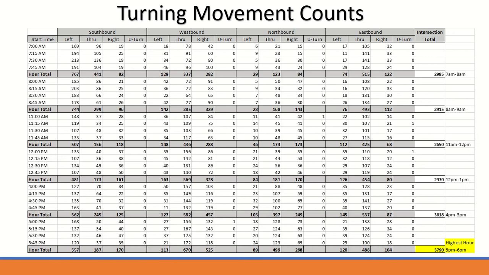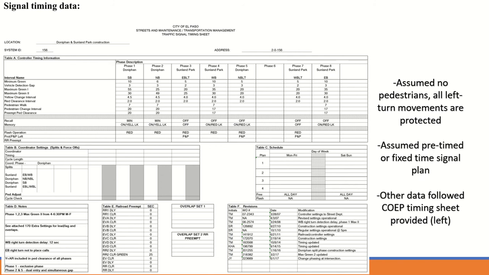Data provided. We were provided turning movement counts. From these, we split them up into 15-minute segments, got the total for each movement, and also got the intersection total. The peak hour, the one that we used for this project, was 5 p.m. to 6 p.m. We were also provided signal timing data from the city of El Paso. We assume no pedestrians and all left turn movements are protected. Assume a pre-timed or fixed time signal plan. In my case, I assumed it was pre-timed. Other information, including the minimum green, yellow, red, and maximum green, were from this timesheet.